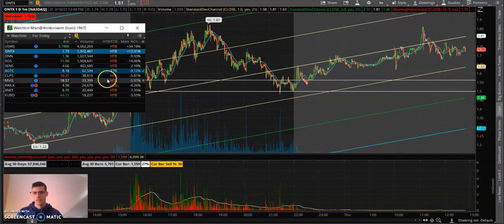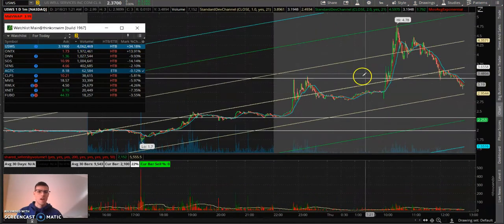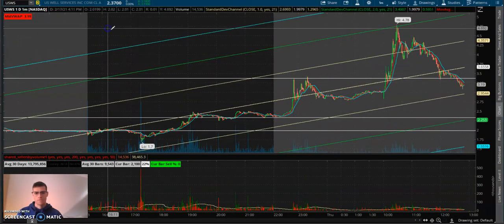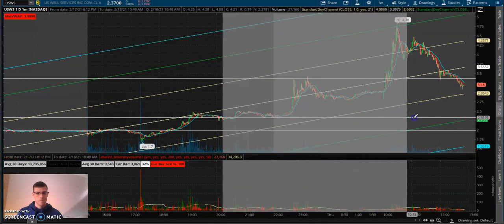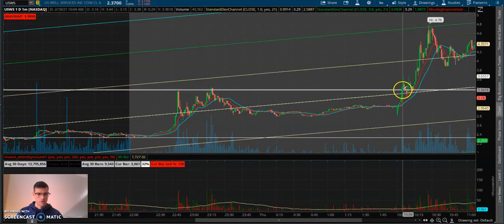Okay, let's take a few more examples from yesterday. Actually, this is from the pre-market. The plan was actually to enter, to go long above this line here. So it would probably be somewhere here. But what happened?